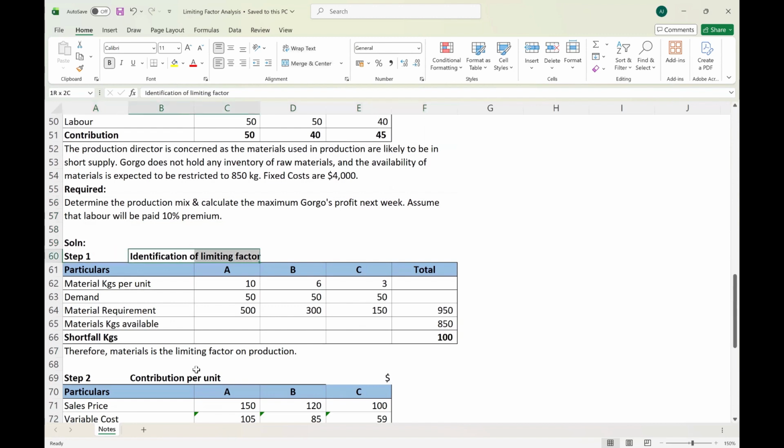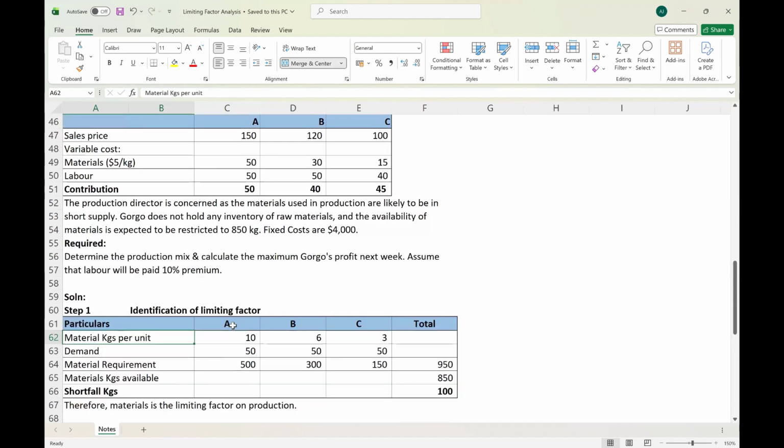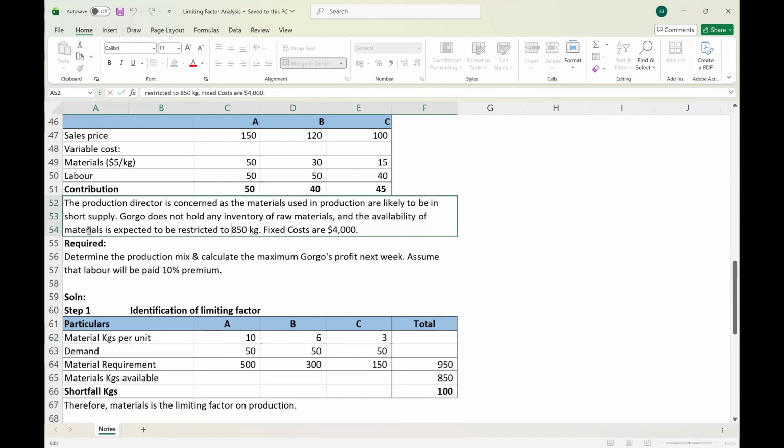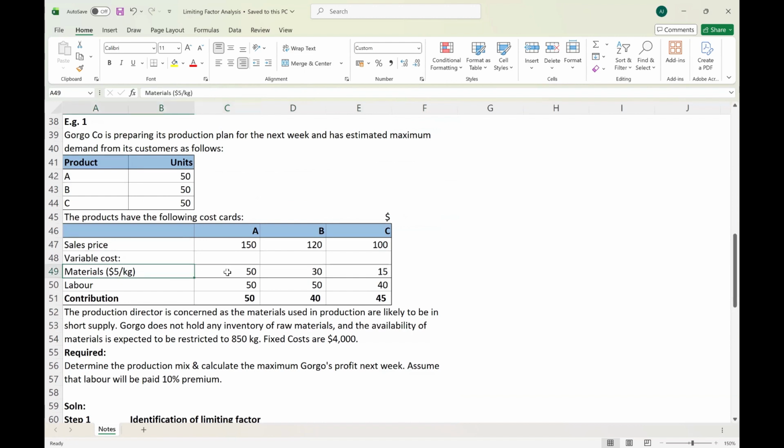Step 1, identification of the limiting factor. So first we need to identify that each product is consuming how much of the limiting factor, right? So here it is seeming like material will be the limiting factor, but I'll show you how and why. Ma'am, why are you feeling so? Because they have given you that the supply of materials is restricted to 850 kg. But I'll explain you how that availability and requirement sails through. So material kg per unit. So if you see, they gave you the material cost over here and they gave you the rate per kg.